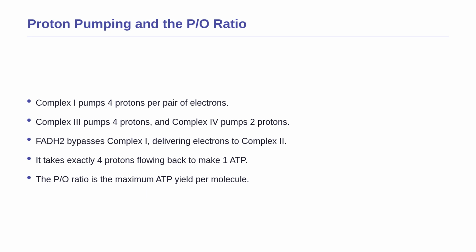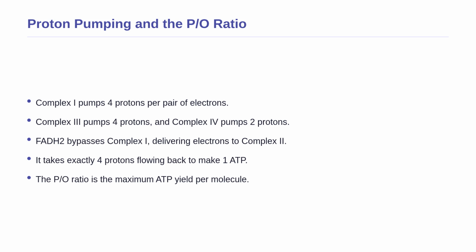This massive amount of energy we just calculated is used for one specific task: pumping protons. Let us look at the exact numbers. In the respiratory chain, complex 1 pumps 4 protons, complex 3 pumps 4 protons, and complex 4 pumps 2 protons per pair of electrons from NADH.